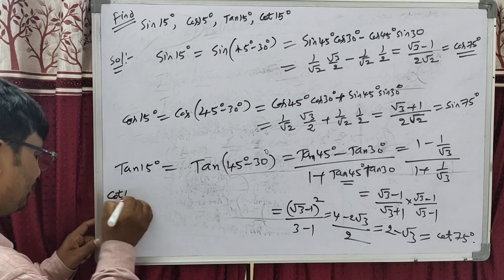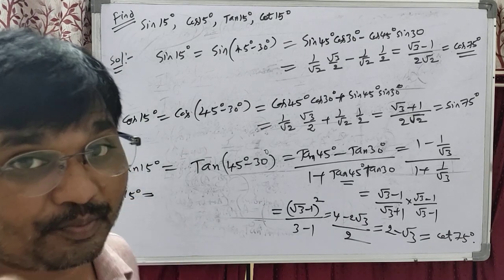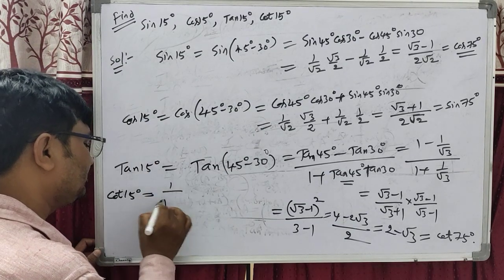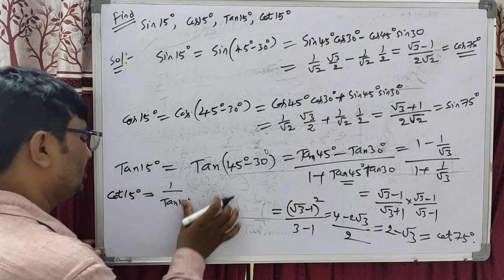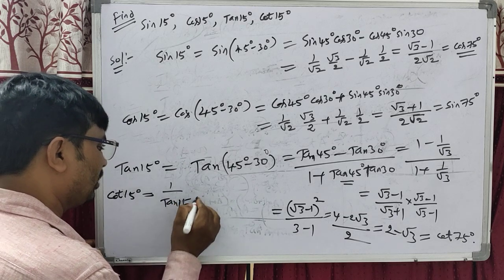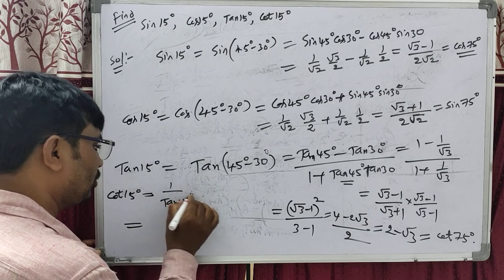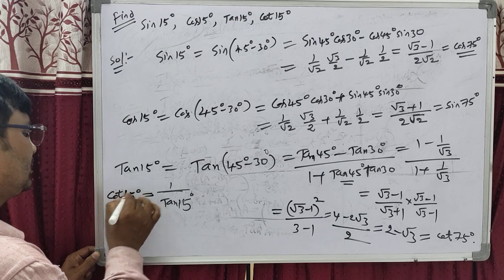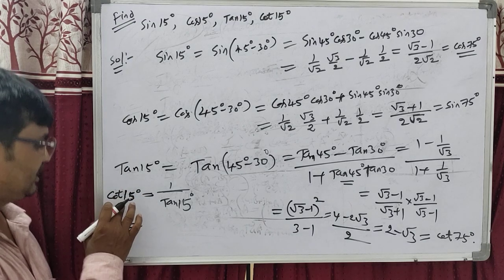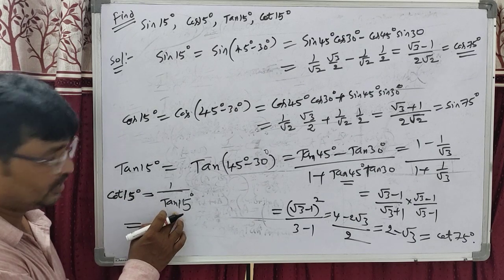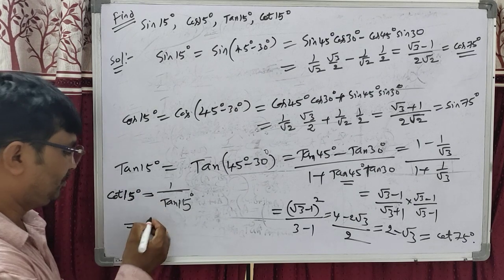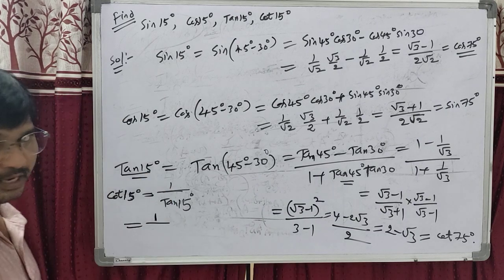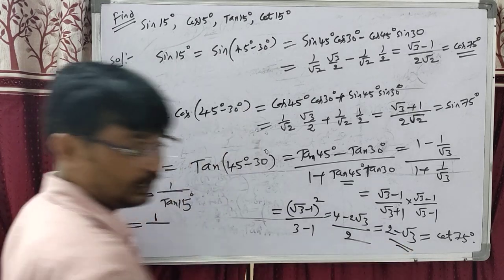Dear students, cot 15. Cot is the reciprocal of tan. Yes or no, students? Cot is the reciprocal of tan. You can write 1 by tan 15 degrees. The cot 15 is 1 by tan 15. This can be written as, just now we found the value of tan 15 degrees is 2 minus root 3. Is it clear or not?